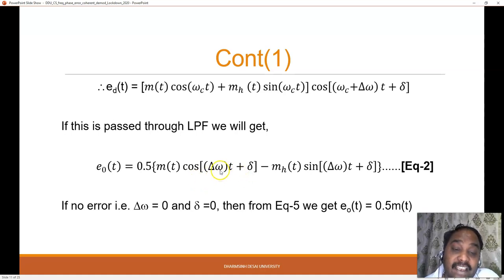Suppose for the ideal case, delta omega is 0 and delta is 0. So if you substitute here, I will get cos 0 as 1 and sin 0 as 0. So this will vanish, and I will get only 0.5 m of t. So for the ideal demodulator, that is the case with no error, you can recover the signal very easily. Now let us take the two cases.